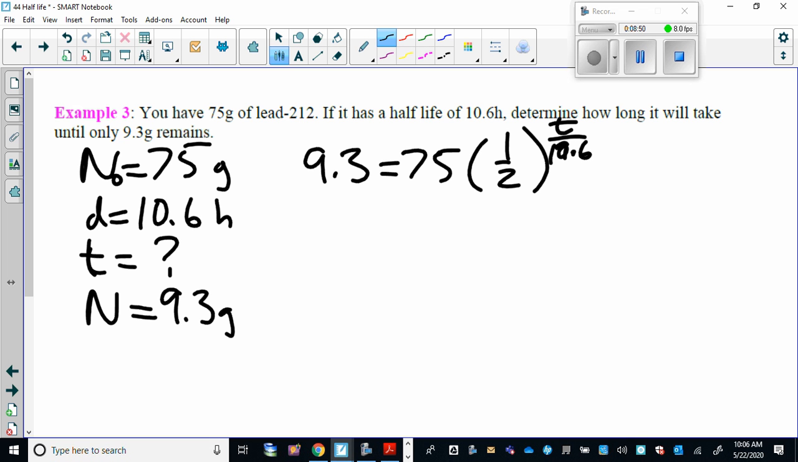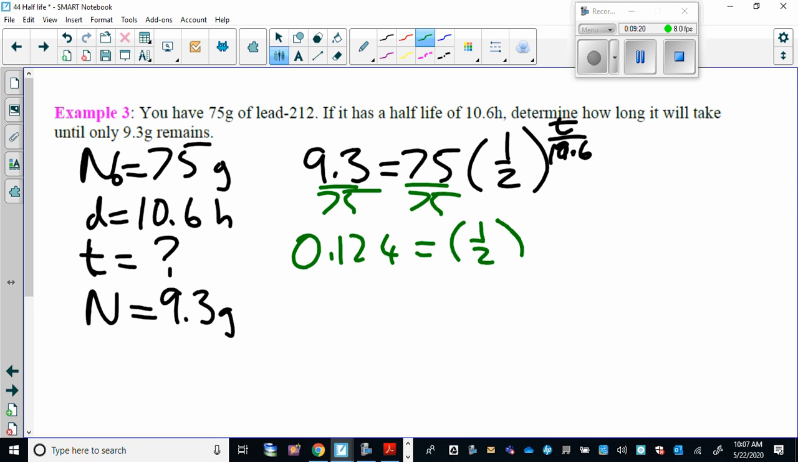Well, if you've taken Math 30-1, then you will know how to solve for t using logarithms, right? You're going to divide both sides by 75, and then take the logarithm of both sides. Actually, let's just do that quickly. So you're going to divide by 75. What does that give you? 9.3 divided by 75 is 0.1.